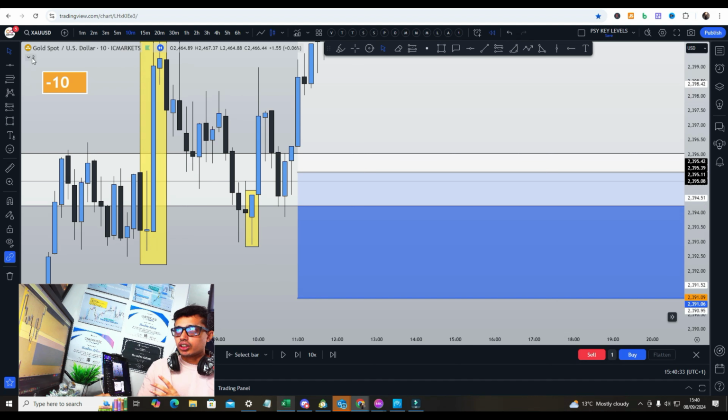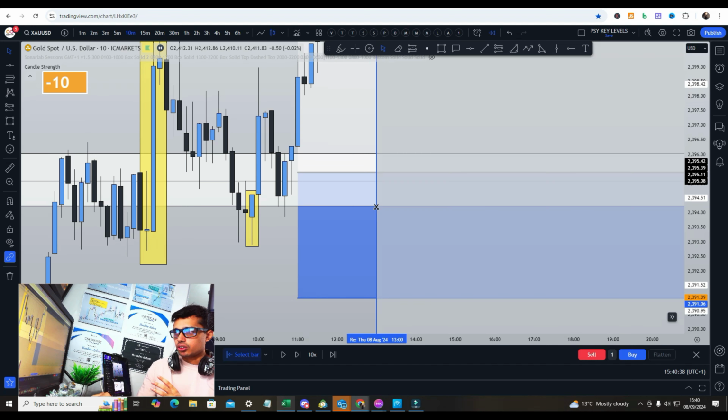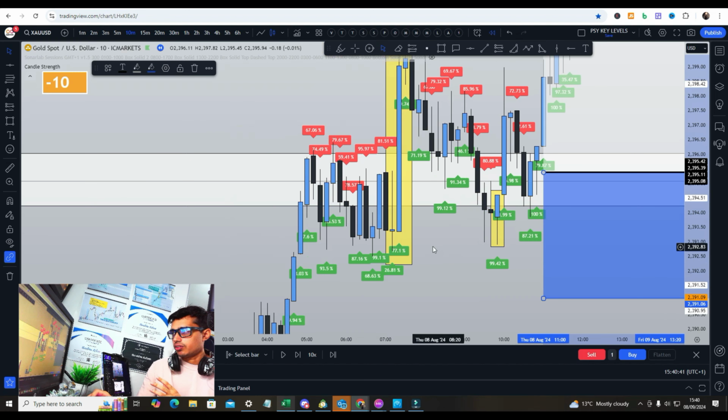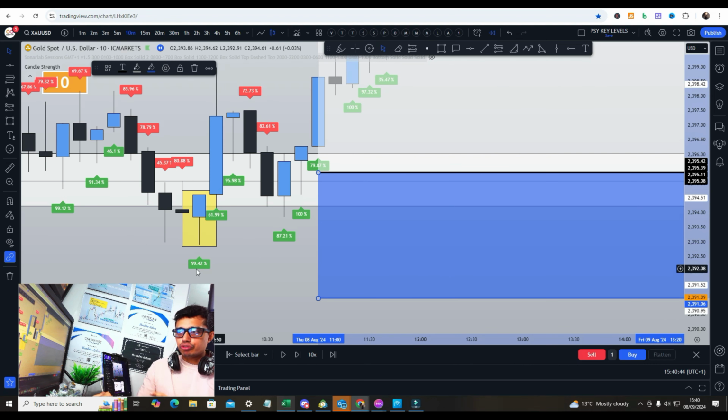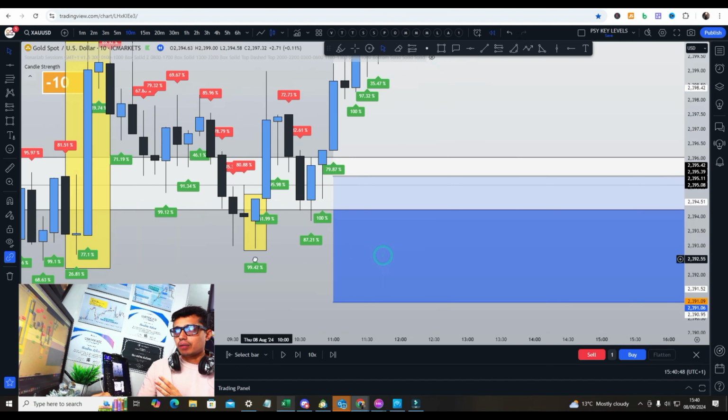If I just turn on my candle strength indicator, let me bring it back. It won't turn on until I zoom in a bit more. Yeah, that's better. 99.42%. Look at the strength of that candle, guys. This is how it shows how much control the bulls are in.